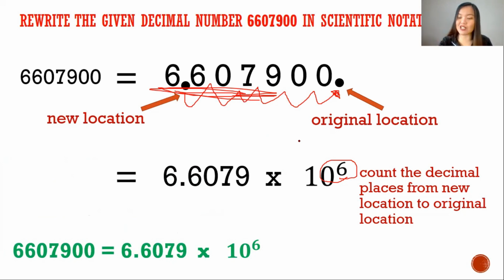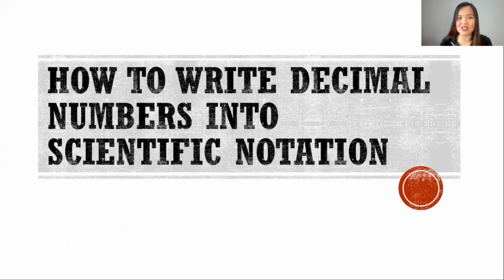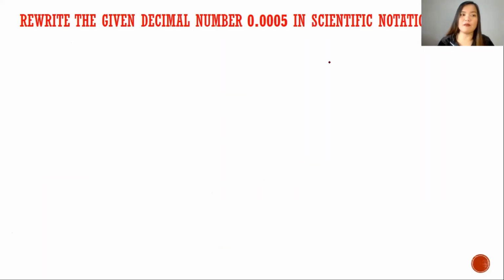Okay, so let's proceed to our next lesson: how to write decimal numbers into scientific notation. What if the given is a decimal? Earlier, with the whole numbers, the exponent was positive. But now we proceed to decimal numbers, so their exponent is negative. Why negative? Let's have examples.